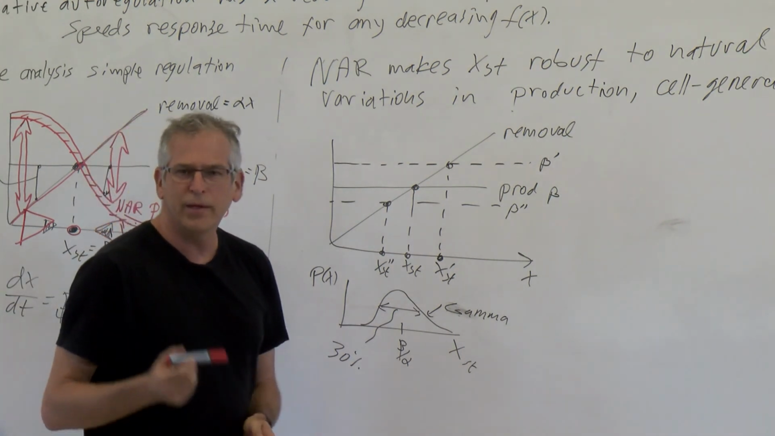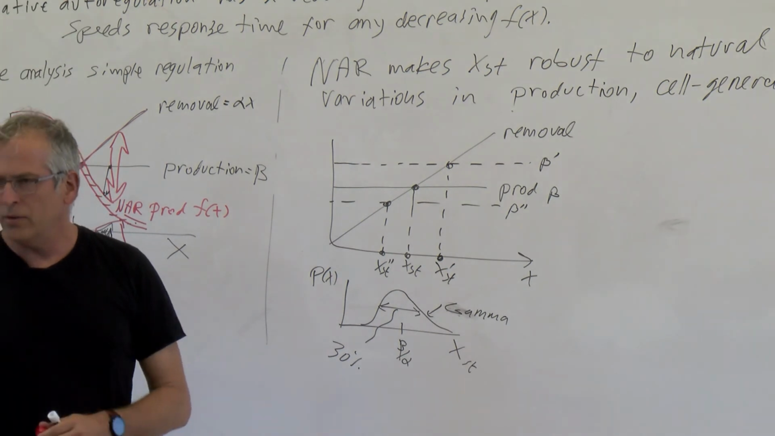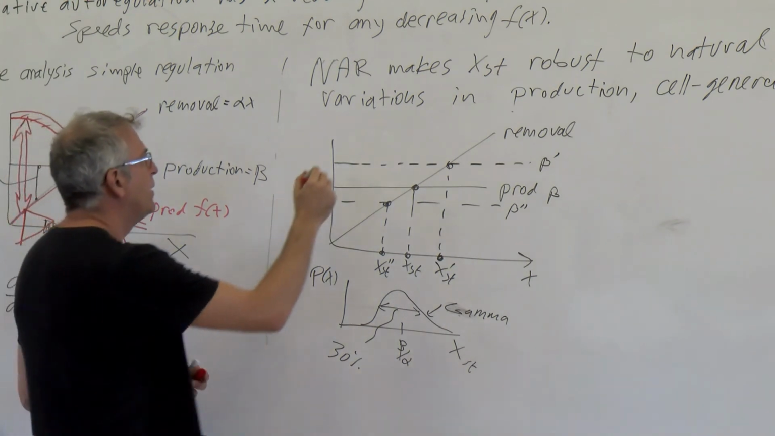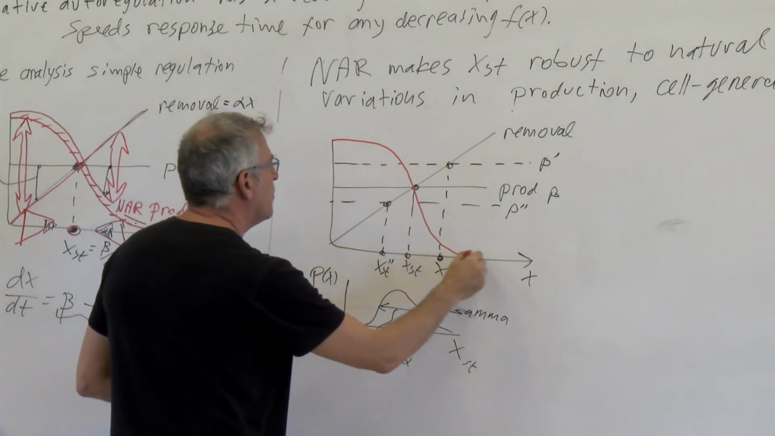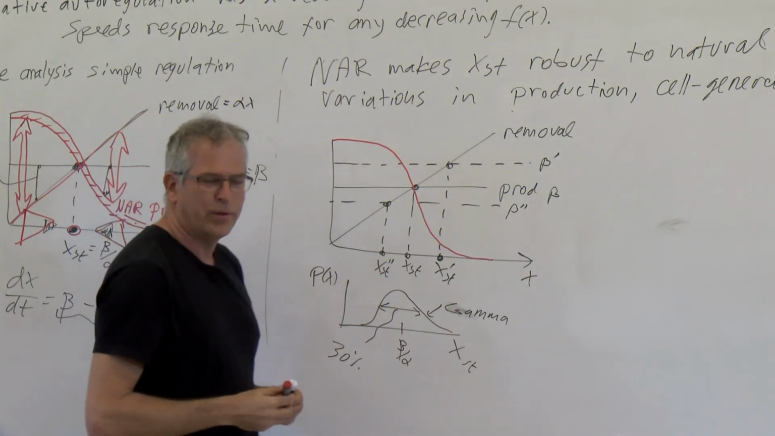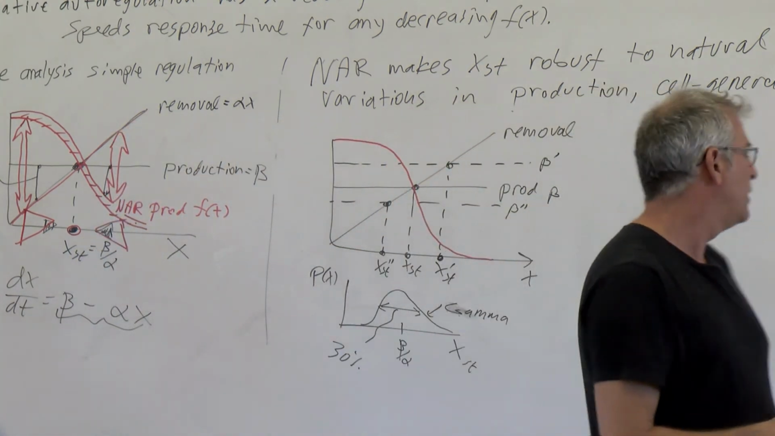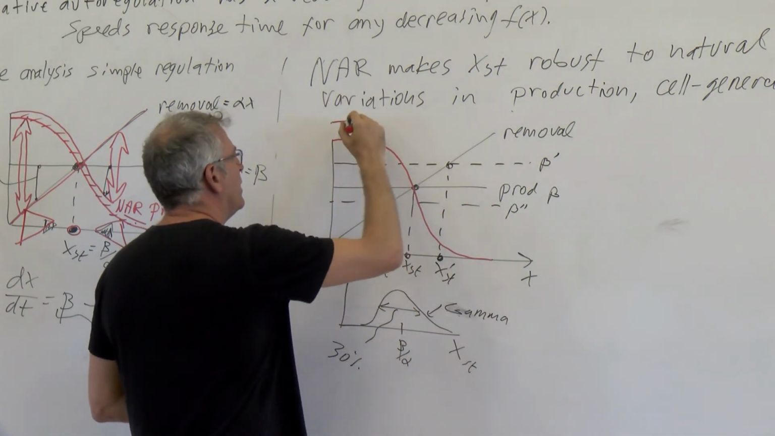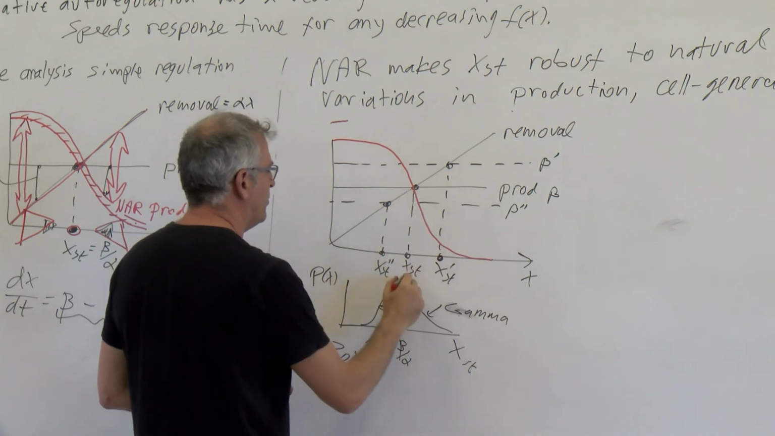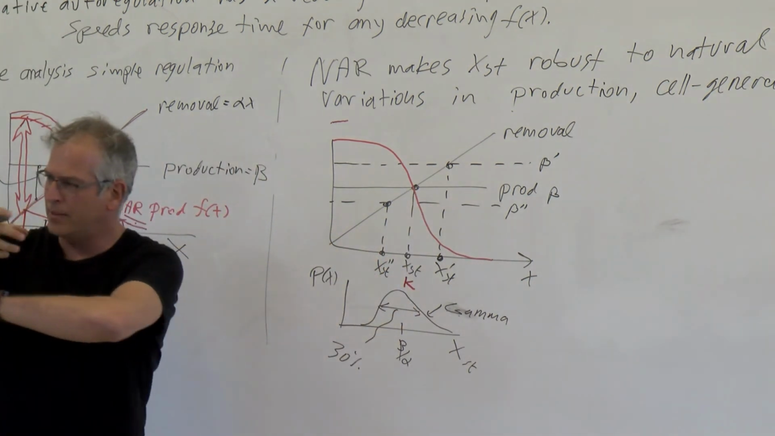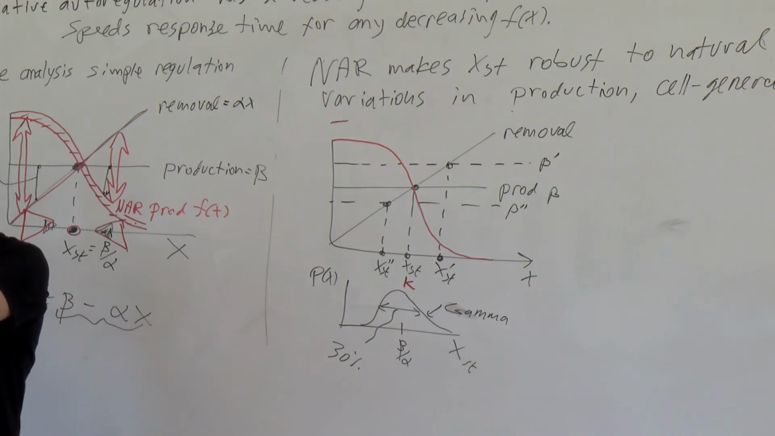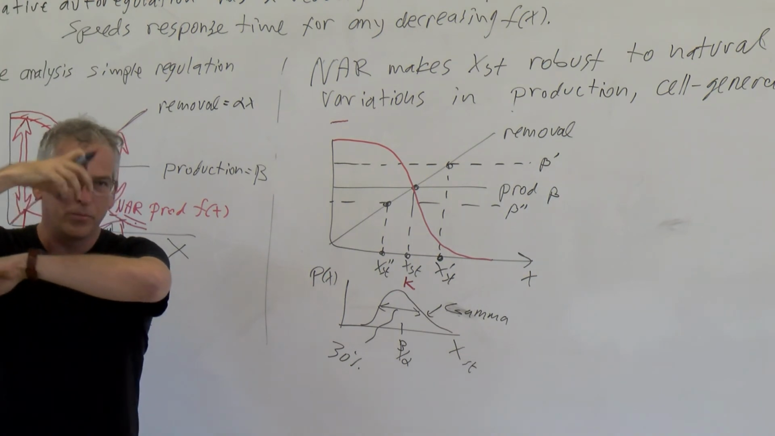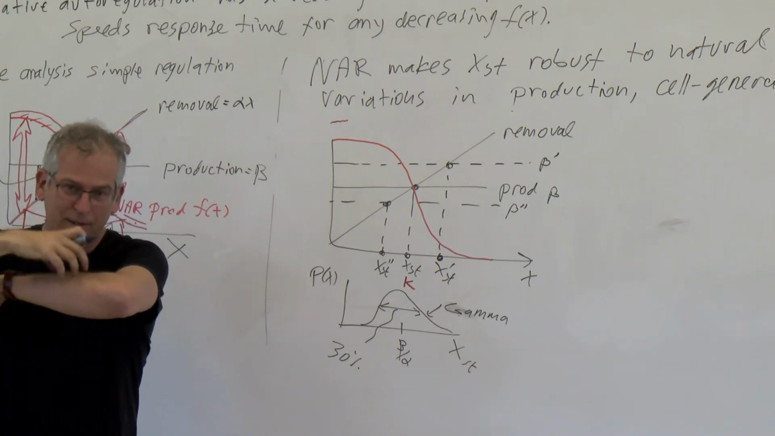What's going to happen if I use negative autoregulation? So I'm going to use a sharp decreasing f of x, like a step function almost. I want to say f of x varies from cell to cell also, just like beta. But the halfway point, this K here, is hardwired because it's the chemistry of the protein and the binding site. And that doesn't change from cell to cell.